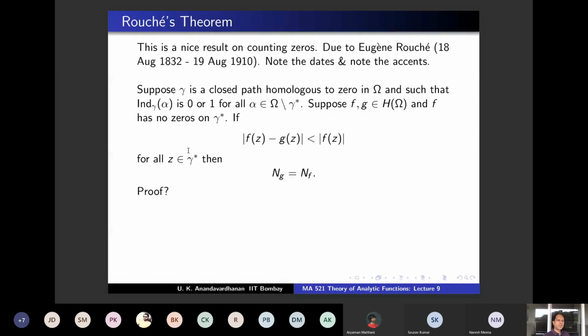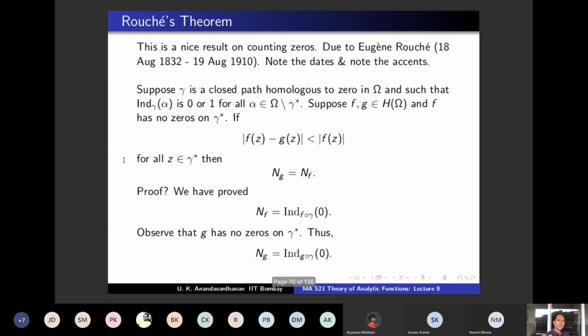Okay, so what is the proof? Proof is very easy. It's the argument principle. We have already proved that the argument principle says that nf is the index of 0 with respect to f composed gamma. And note that from this condition, g cannot vanish on gamma star. What happens if g vanishes on gamma star? You will get mod f is strictly less than mod f. That cannot happen. Therefore g doesn't vanish on gamma star, and therefore the argument principle is applicable to g also.